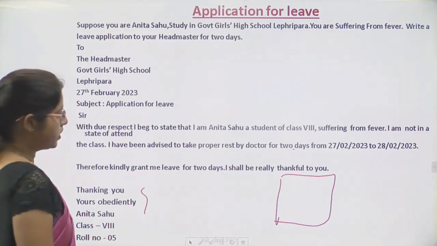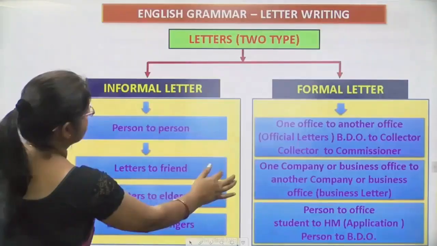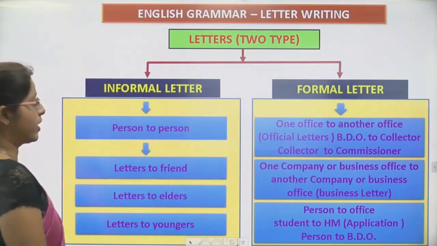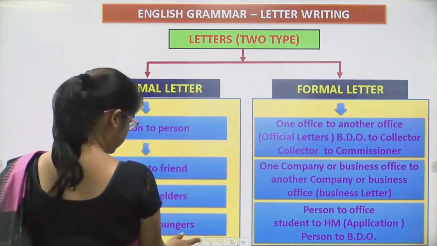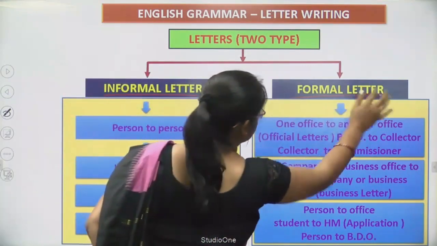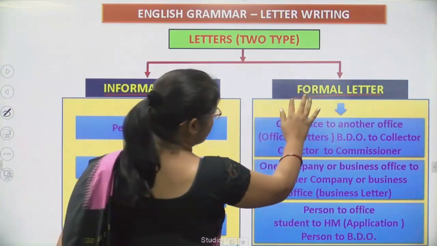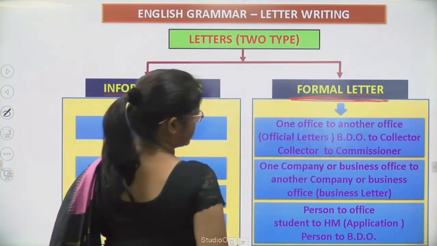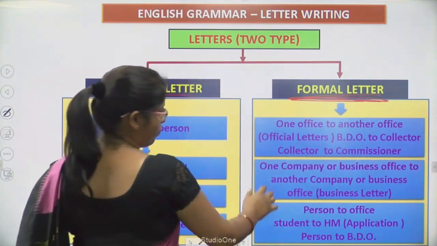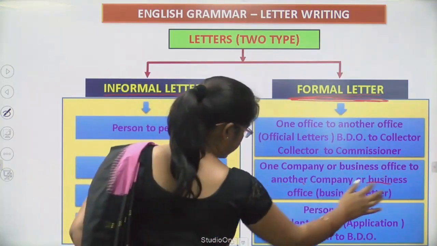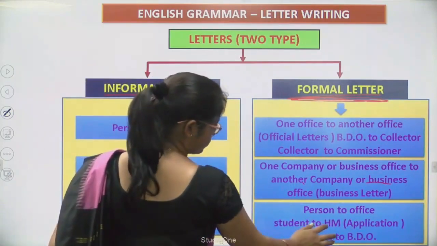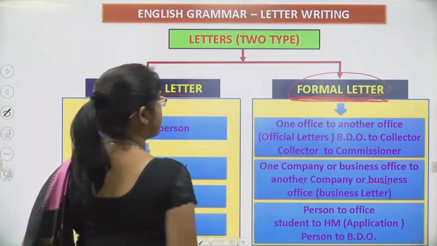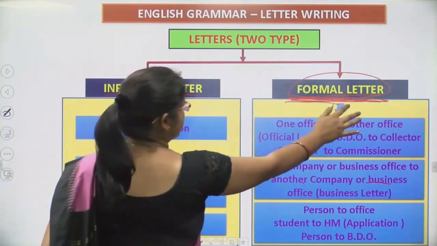Okay. Next, we will learn letter writing. Today we will learn about the format of letter writing. First, letters are of two types. The first one is the informal letter, and the second one is the formal letter. This formal letter is also called an official letter because it is written from one office to another office, like a BDO to a collector to a commissioner, one company or business office to another business office, a business letter, then person to office, students to HM application, person to BDO. This formal letter is totally written for official use.